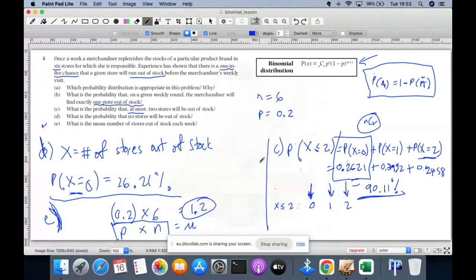Very important to take away from this is identify that there's a fixed number of trials. In this example, there's 6 stores, so yes, there are a fixed number of trials. Also identify, are there only 2 possible outcomes? Yes, they are. You can either be out of stock or have stock. And those events are complementary. They're the opposite, in other words.